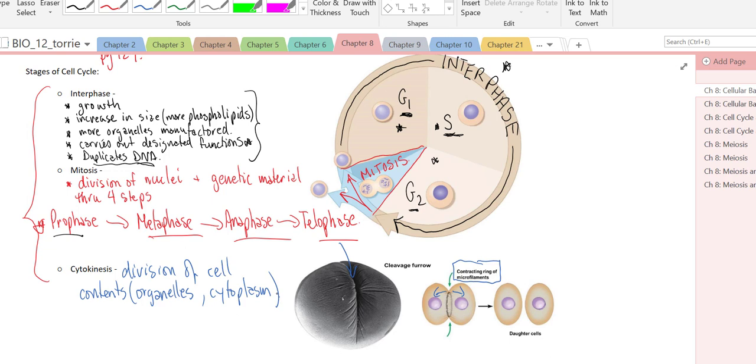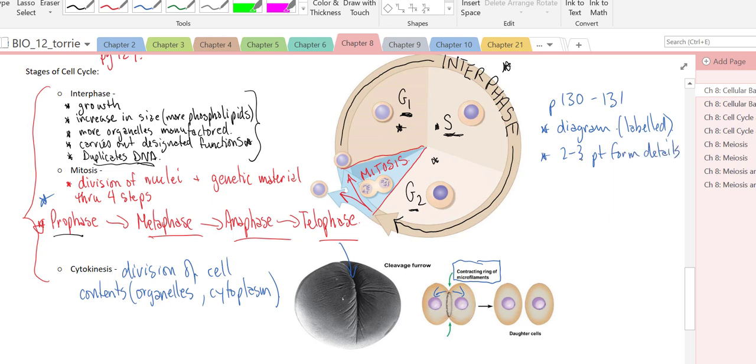So what I want you guys to do for your own notes is I want you to go through and do the details of prophase, metaphase, anaphase, and telophase. So I want you to use page 130 and 131 and just include a diagram. All right, and use the little cartoon diagram that's shown if you have your book open. Make sure it's labeled, because you need to know those specific structures. And then, you know, 2 to 3 point form details about what's going on in each stage. So try to have a read through the paragraph and, you know, just summarize the main key points.